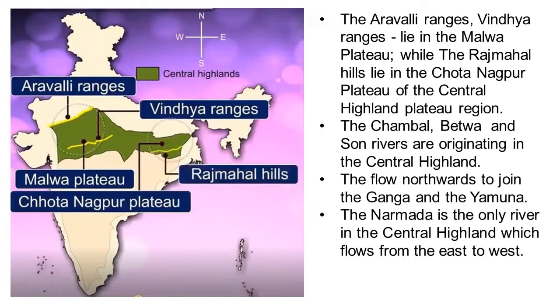The Chambal, Betwa and Son rivers originate from the Central Highland. They flow northwards to join the Ganga and the Yamuna. The Narmada is the only river in the Central Highland which flows from east to west.